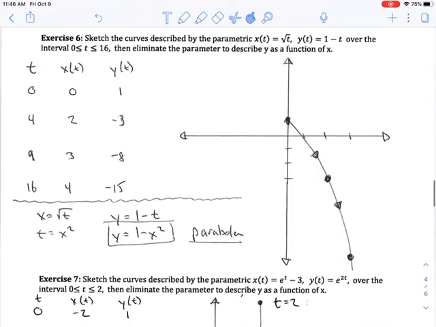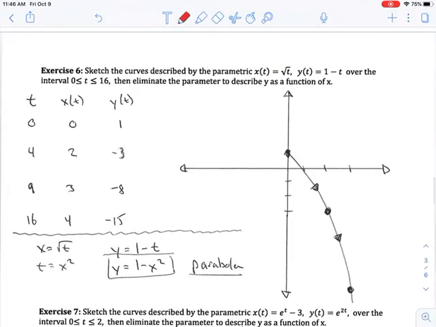Okay, in this example, we're kind of combining what we've done in the previous video along with this video. So we want to sketch the curve described by the parametric equations over the interval from 0 to 16, and then eliminate the parameter to describe y as a function of x. So to use the procedures we learned in this section and in the previous video, I'm going to make a table, and I am going to select my values of t.